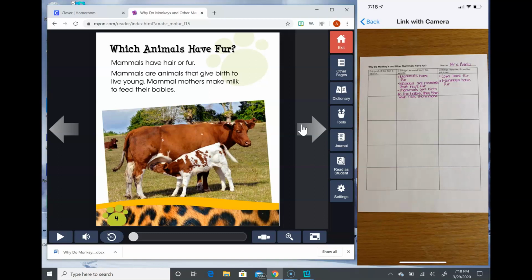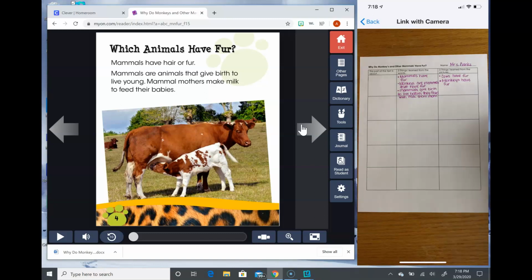You know what? I am also thinking that it said that mammals are animals that give birth to live young. Well, I see a baby cow right there in the picture. And that baby cow seems to be getting milk from its mommy. So cows are mammals too?